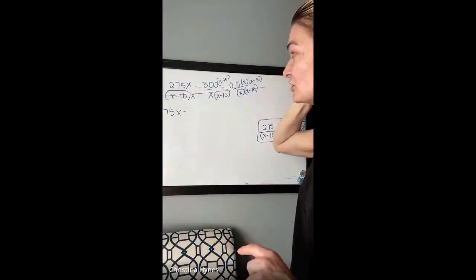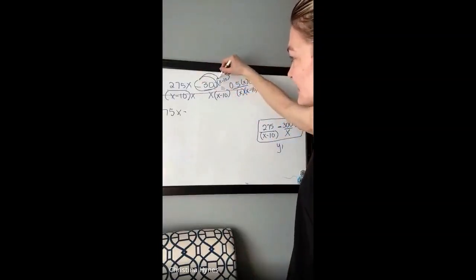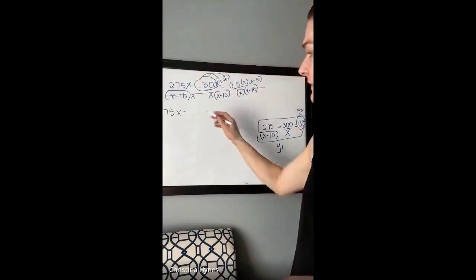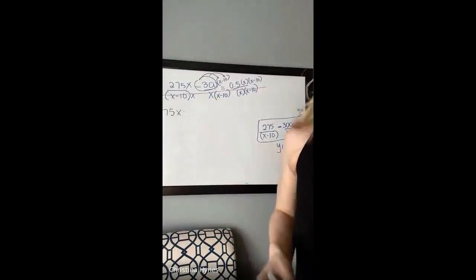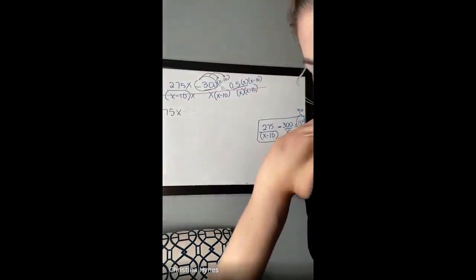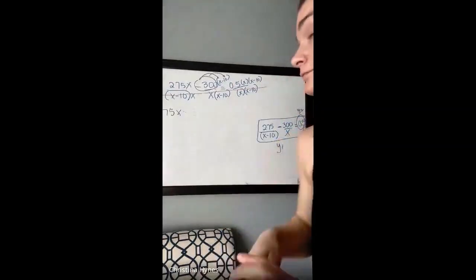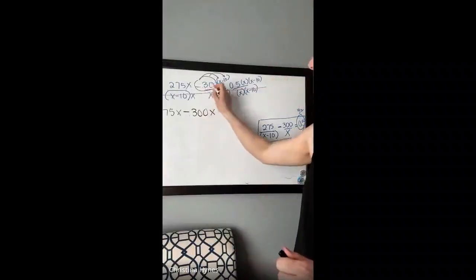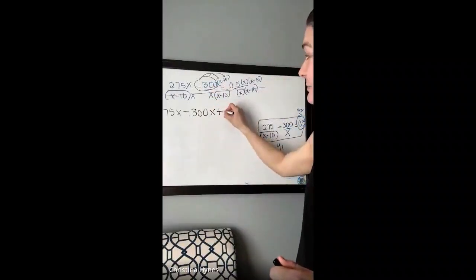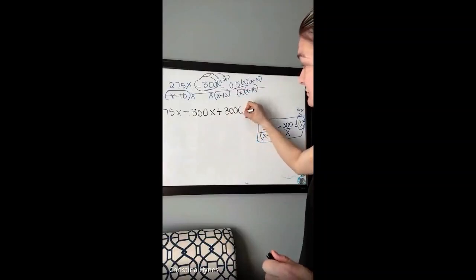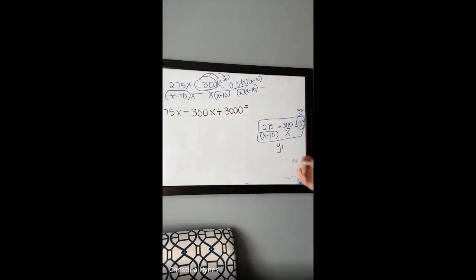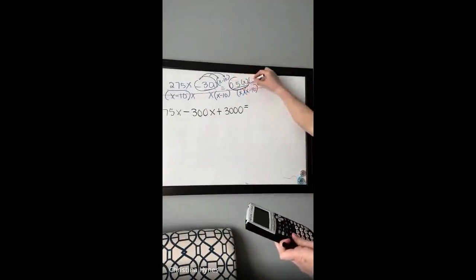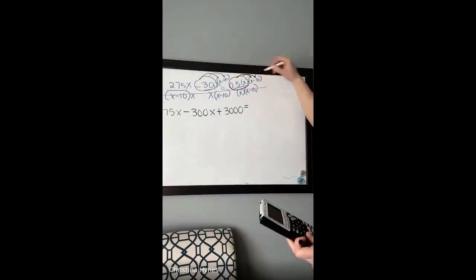275x minus, you're going to have to distribute this minus 300 into the brackets. So minus 300x, and then minus 300 times negative 10 will become positive 3,000. And that's equal to, we're going to have to distribute this as well. So you're going to have to take this 0.5x and distribute it into x minus 10.